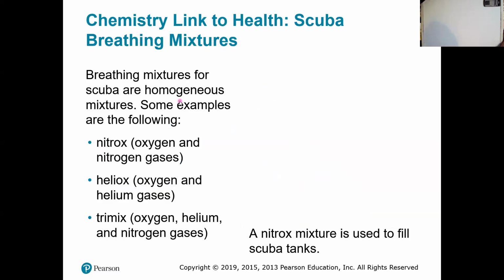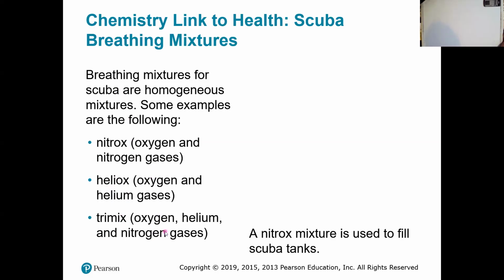Other types of homogeneous mixtures are gas mixtures. Anytime that you have a mixture of gases, those gases will always be homogeneous. You cannot have a mixture of gases that's heterogeneous. So these are some examples of mixtures that are made of gases for when you're scuba diving or doing any kind of diving, and you need to have that supplemental air supply. So your breathing mixtures when you're diving can be made up of two gases like nitrox or heliox, where you have nitrogen and oxygen mixed together, or helium and oxygen mixed together. You can also have a trimix of gases where you have oxygen, helium, and nitrogen mixed together.